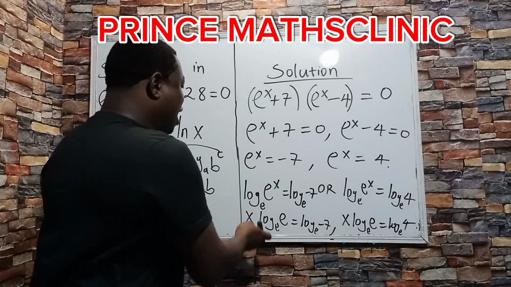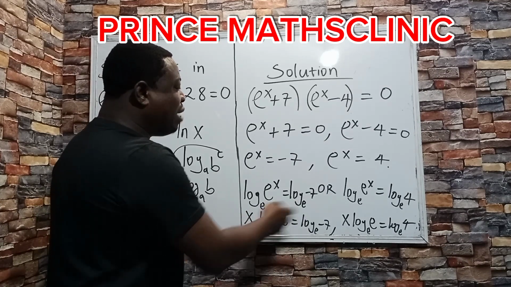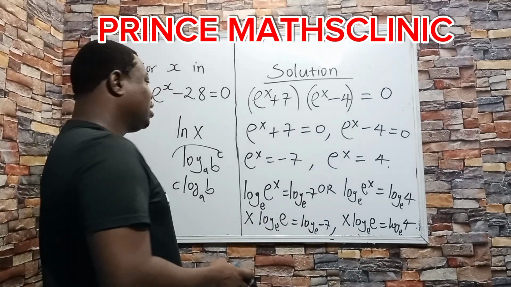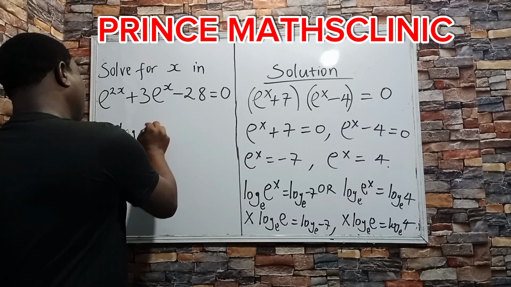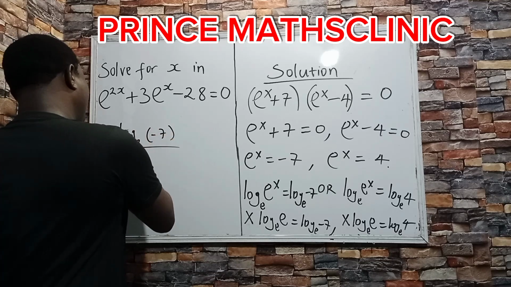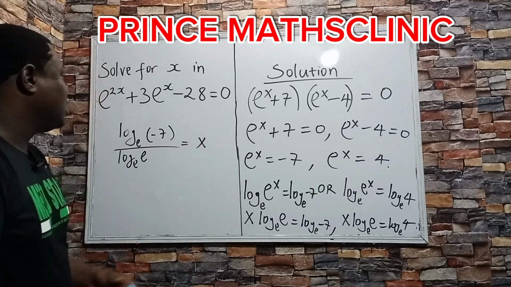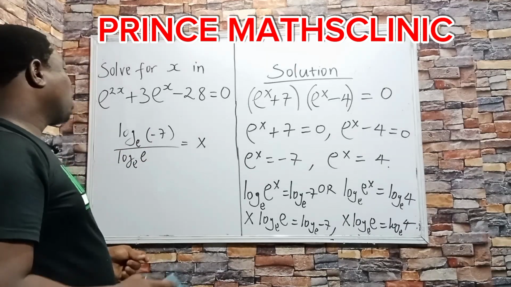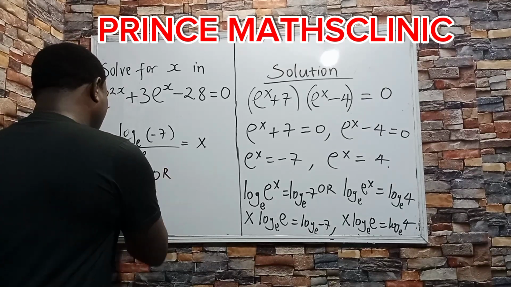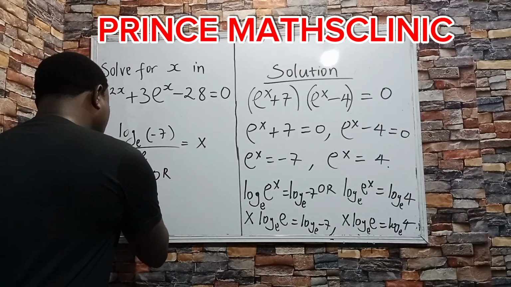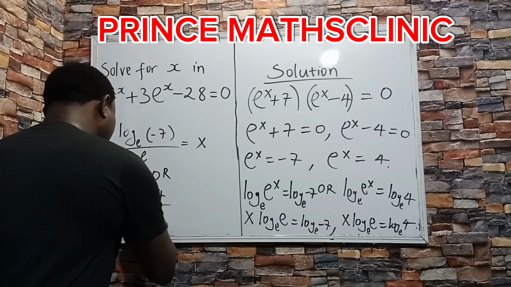If I divide both sides by log e base e, I'm going to obtain my result. Log of minus 7 over log e base e equals x. Unfortunately, this is invalid because we cannot obtain the natural log of a negative number. So the other portion is, x is equal to log 4 base e over log e base e.